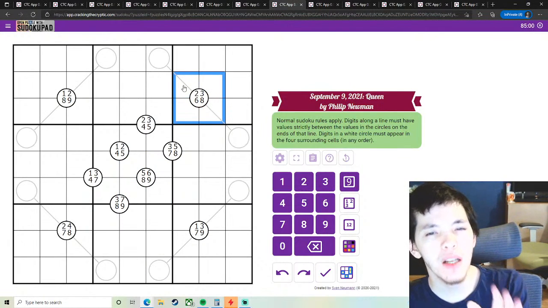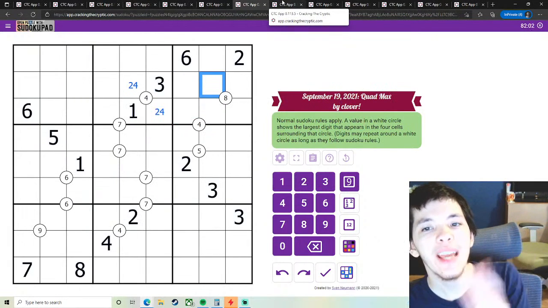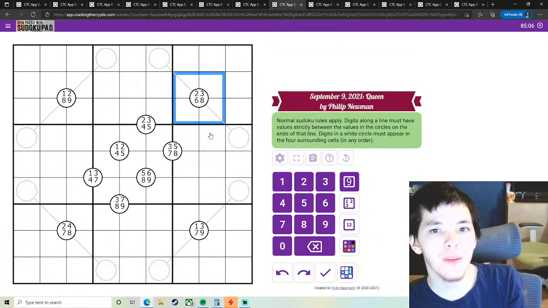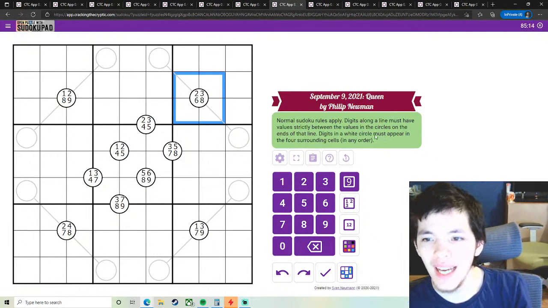And that's pretty much this one. So as you can see, this is kind of like a variation of these white circles. It's just very interesting how creative these puzzle setters are. I'm so impressed. But yeah.